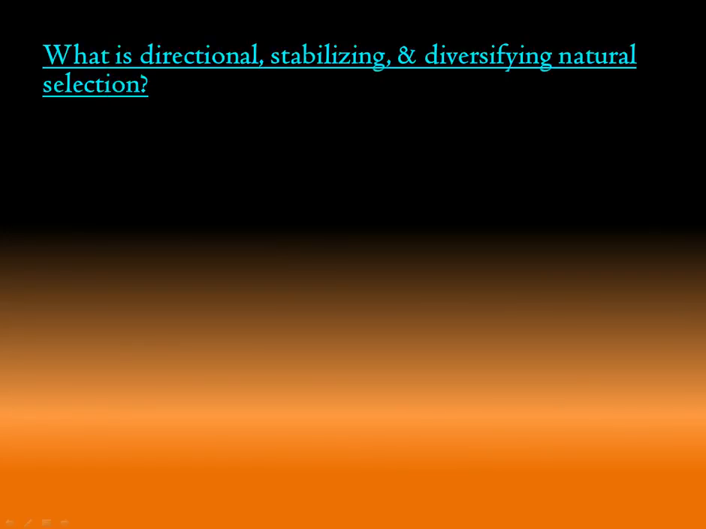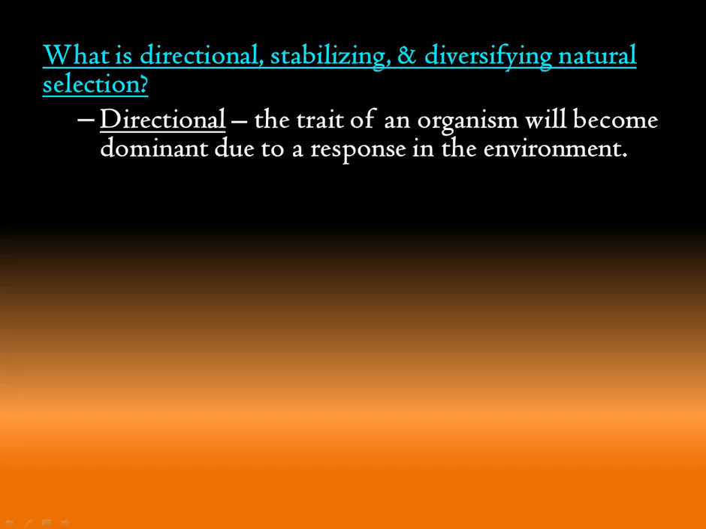So, directional, stabilizing, diversifying natural selection. This isn't something we're going to be spending too much time on, but it has popped up on the test every now and again. It's something very specific that has been seen maybe once or twice in one or two questions, so I just wanted to touch on it briefly. This is something you've probably heard more about if you've been in AP Bio. So directional natural selection: a trait becomes dominant due to a response to its environment. For example, the Arctic fox developed white fur because it's cold and there's lots of snow. That's a direct change in which a dominant trait became present.